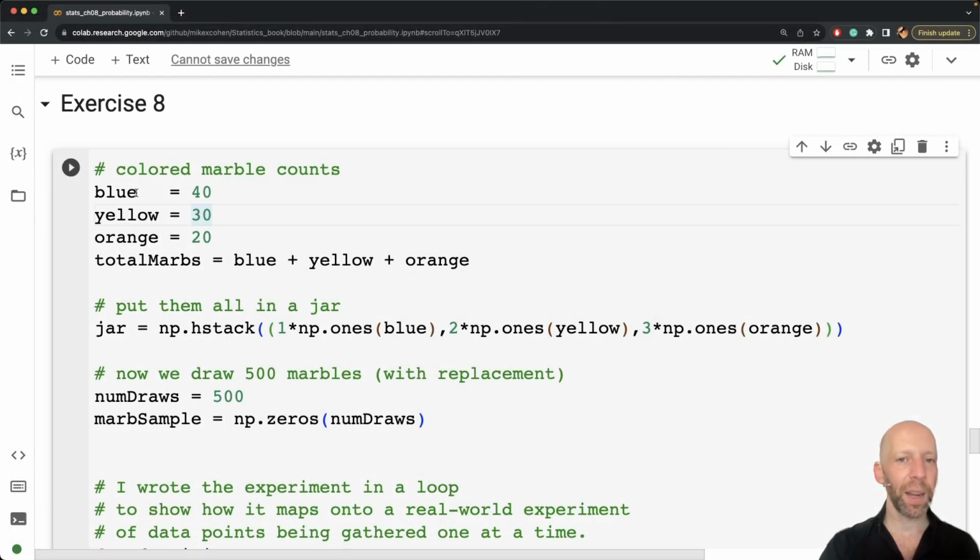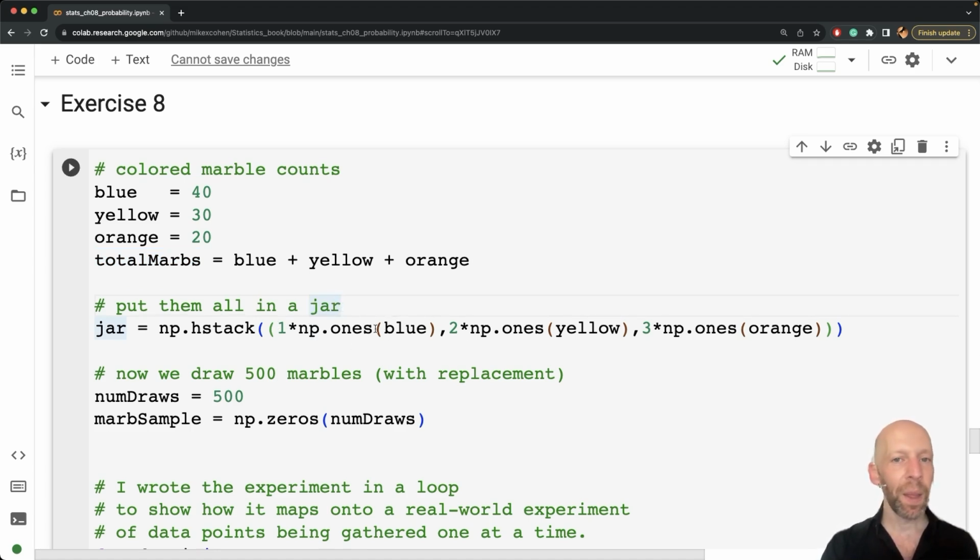All right, so here I'm defining the numbers of marbles. So the total number of marbles is the sum of all these three. Here's the way I implemented it. There are many ways to implement this kind of design. So I chose to use numpy.ones, and then I multiplied these vectors of ones by 1, 2, and 3.